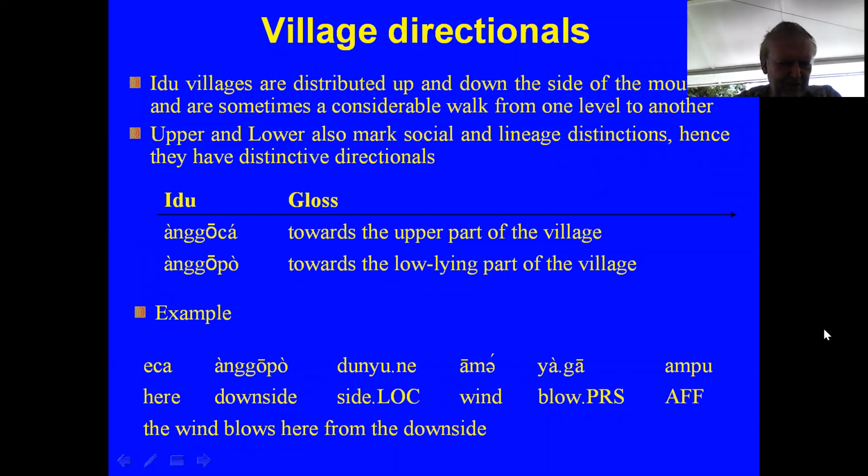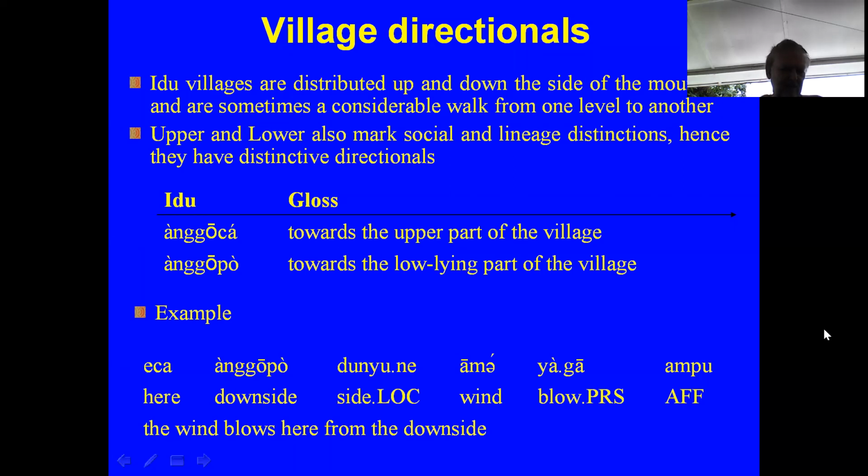Apart from rivers, obviously you have villages, and even individual villages are pretty scattered. They're distributed up and down the side of the mountain, and it can sometimes be a considerable walk from one level to another. However, upper and lower are not just geographical, they also mark social and lineage distinctions, so they also have distinctive directional terms.